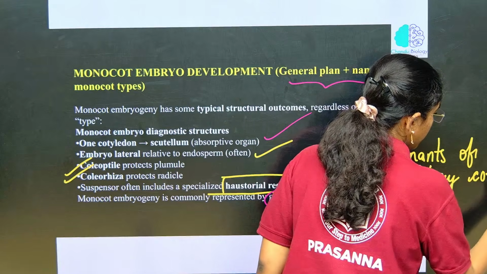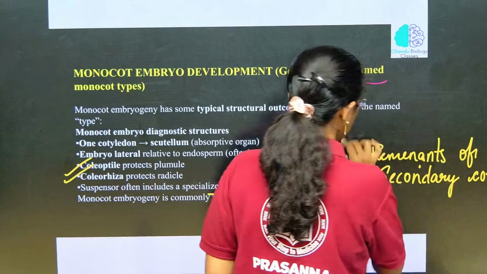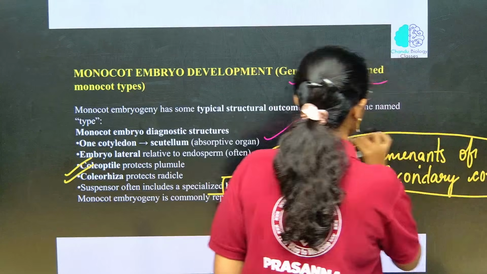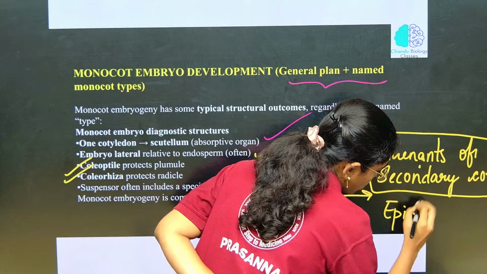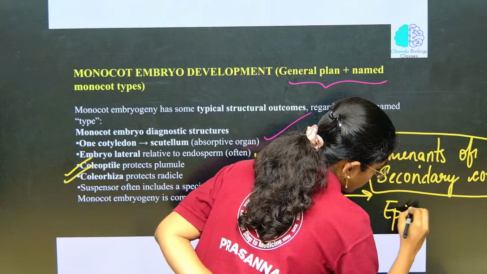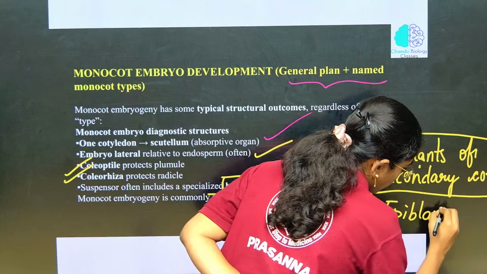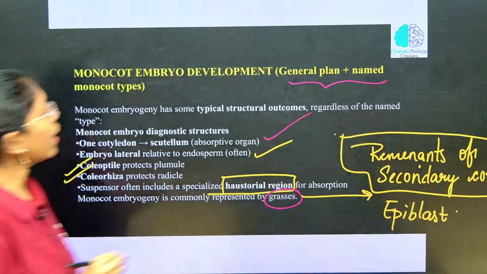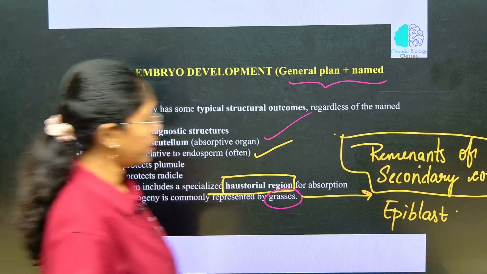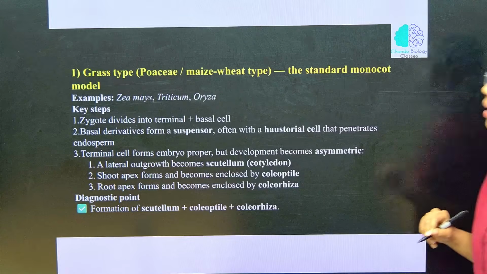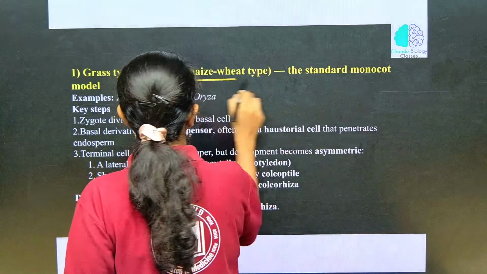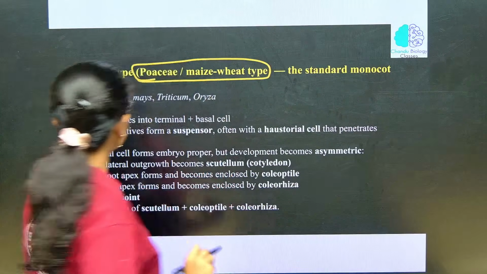In some grasses the remnants of secondary cotyledon are present. The remnants of secondary cotyledon are known as epiblast. Clear till here? Any doubts anywhere? And then the grass type. If you see in Poaceae or maize type of embryogeny, what is formed?